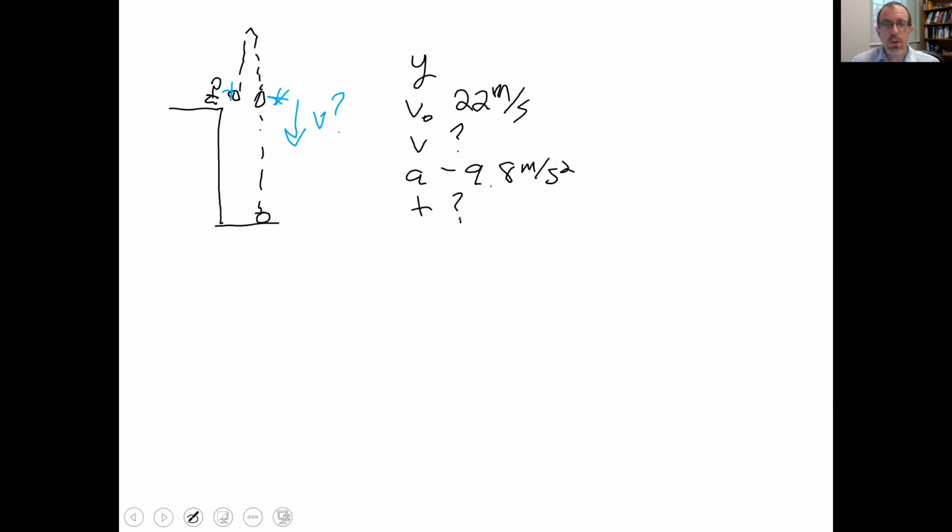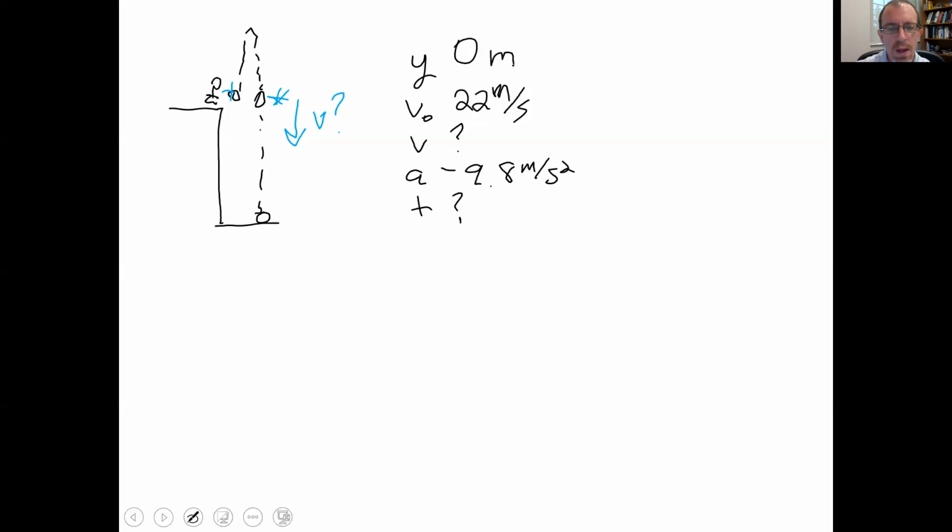The displacement is 0. Remember that displacement is final position minus initial position, and displacement and distance traveled are not the same thing. Its final position is the exact same as its initial position. So our displacement in the y direction, our change in height, is going to be 0 meters.